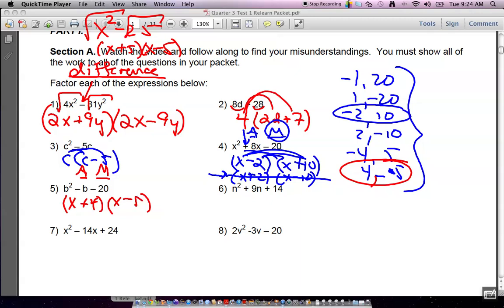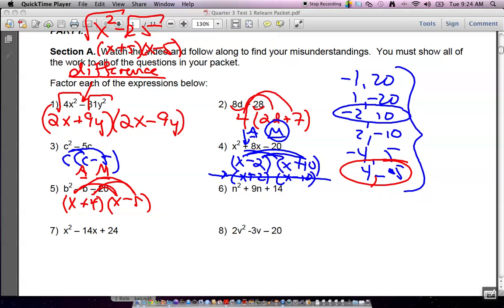But always the quick mental check. X times x is x squared. X times negative 5 is minus 5x's. 4 times x is 4x's. Negative 5x's and 4x's is negative x. 4 times negative 5 is negative 20. So that works. x squared minus x minus 20 is correct. I might have said b there. I apologize if I did.